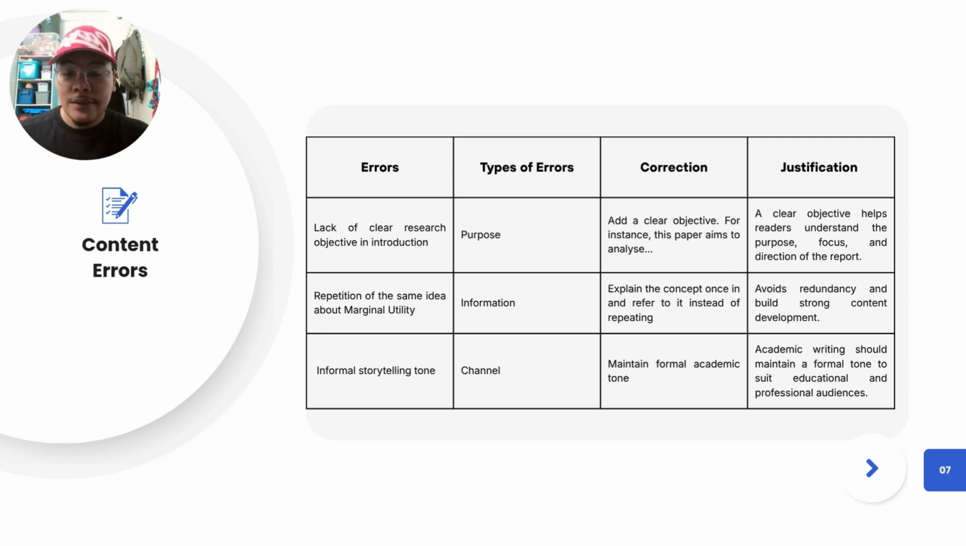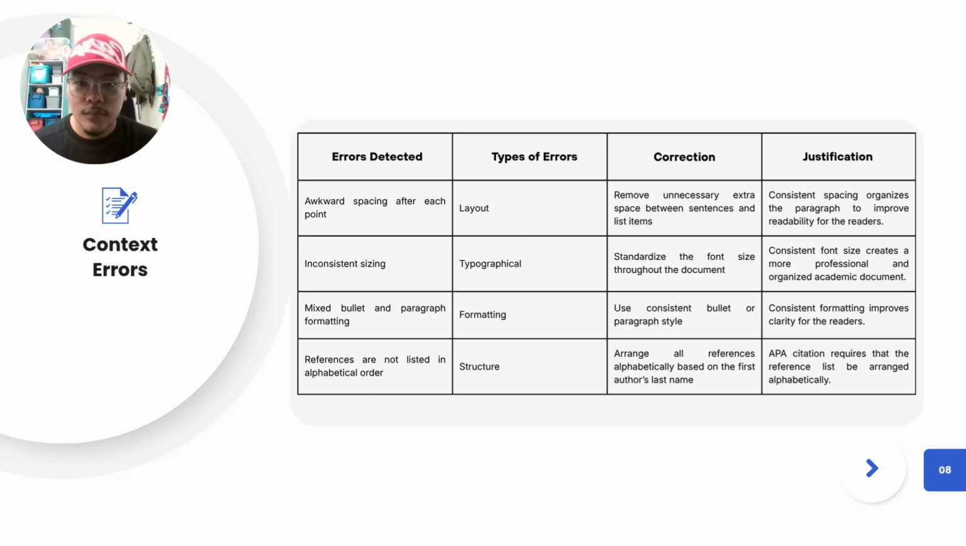The second error is repetition of the same ideas of marginal utility, and it is considered as information error. The correction should be to explain the concept once and refer to it instead of repeating the same meaning and sentence, because we want to avoid redundancy and build strong content development. The third one is informal storytelling tone. It is considered as a channel error, and to correct it, we must maintain a formal academic tone because academic writing should maintain a formal tone to suit educational audiences.